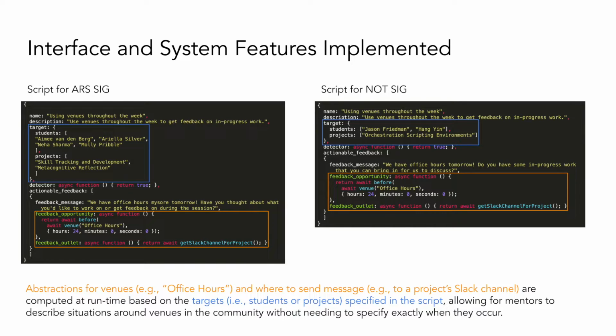What's interesting, however, is that by just changing the targets to which the script should apply, so in the case on the left, it's the students and the projects in the ARS SIG versus the students and projects in the NOT SIG on the right, at runtime, the triggers will behave differently. And so this allows mentors to actually compose these kinds of situations that are identical semantically, but at runtime will execute differently based on who the scripts are targeting. And so here we're going to show a demo video of that.